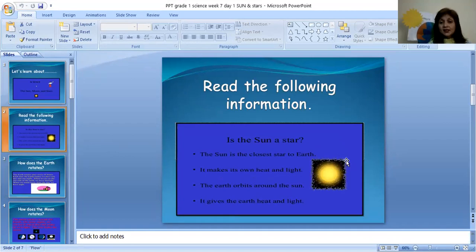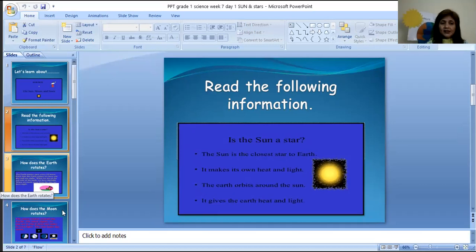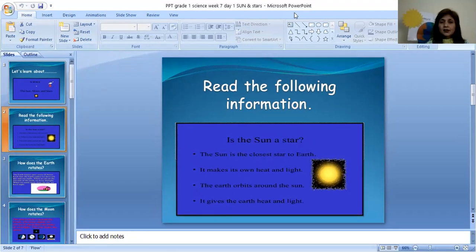Now the sun is the closest star to Earth. It is closest to the Earth. It makes its own heat and light. Like I have already explained, the Earth orbits around the sun. The Earth orbit means it revolves around the sun, and it gives the Earth heat and light. Right? Later on, we are going to learn about the moon and the stars. So that we have done.